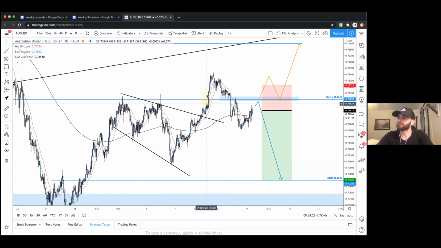All right. This is a breakout, sure, but it's not a true entry because there is no higher low. The higher low that we were waiting for should have formed over here, but it never confirmed. So this would have been a pretty bad trade.